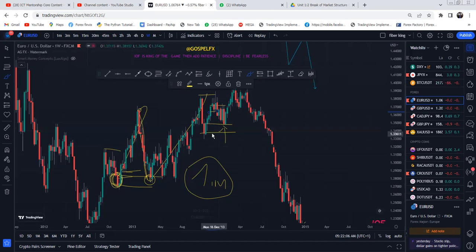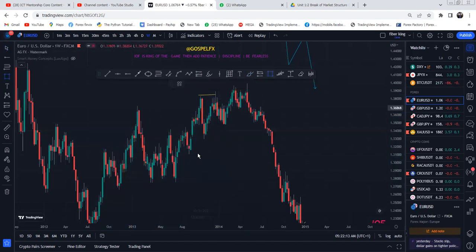Right? So, and then price pushes up. Now, again, here you will notice that as price went far up, upon coming down, this should have been a bullish order block. This is another bullish order block. All right. This one already has been mitigated.